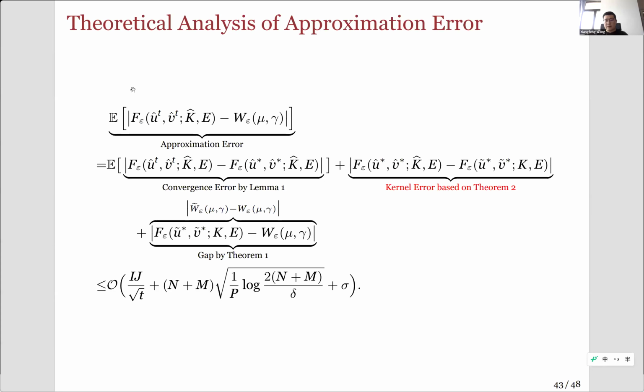For the kernel error, which is related to the approximation of the kernel, maybe we can employ a more efficient kernel approximation algorithm to tighten this bound. However, for the protocol mismatch error, which is related to the communication constraints, we cannot do more work on this because it's related to the communication constraint.